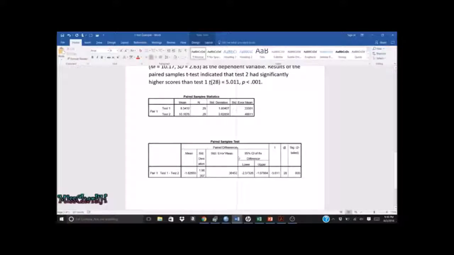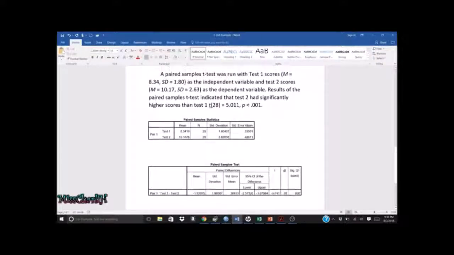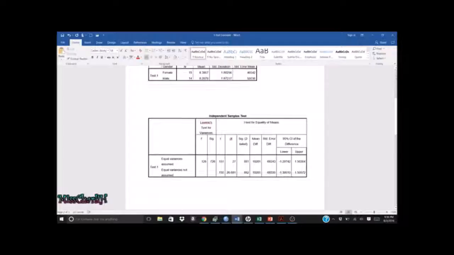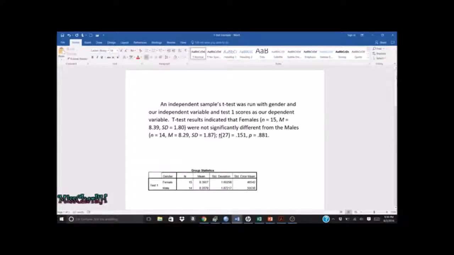It did take me about, I don't know, 10 years of doing this to get this comfortable with it. It is much more annoying and frustrating than I admit, trying to make these tables look nice. But there we have it. And that, ladies and gentlemen, is how we run our paired samples t-test and our independent samples t-test. Enjoy!